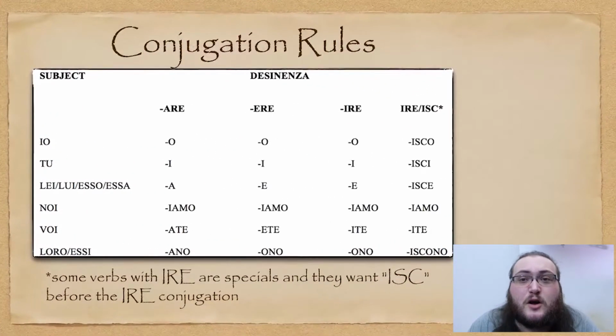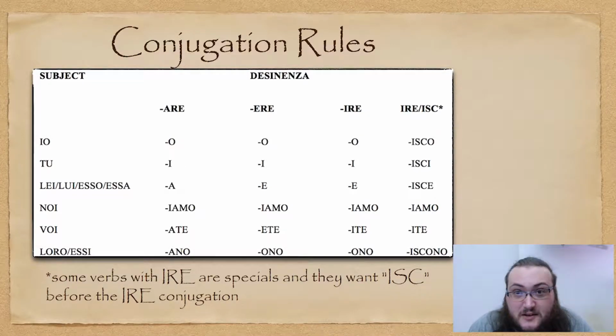We have the conjugation rules. All the subjects: io, tu, lui, lei, esso, essa, noi, voi, loro, essi. And then we have the desinenzas: are, ere, ire, and what we call ire in isc. This ire in isc means that some verbs that end with ire are quite special. They want sc before the real new ire desinenza, but it's not difficult at all.